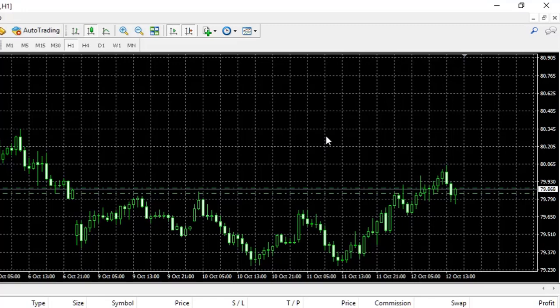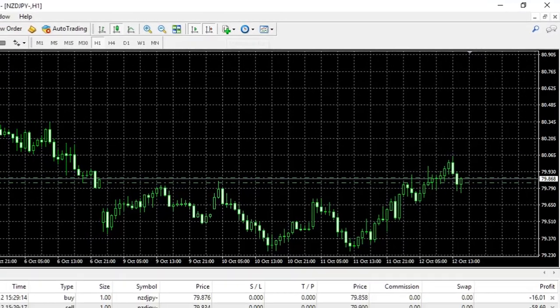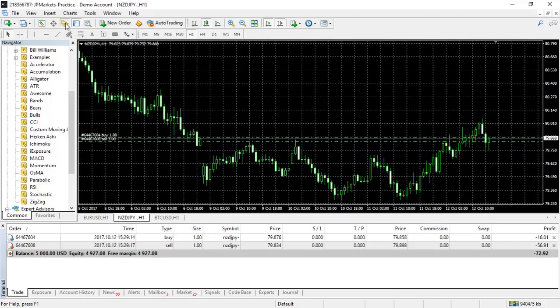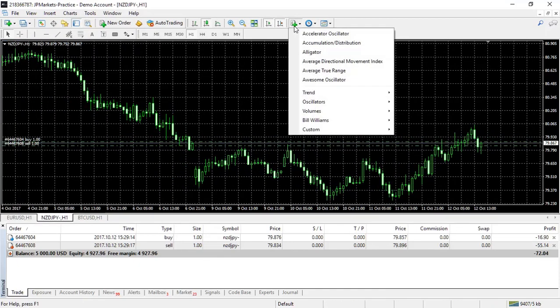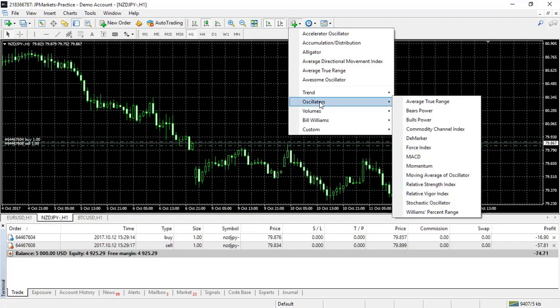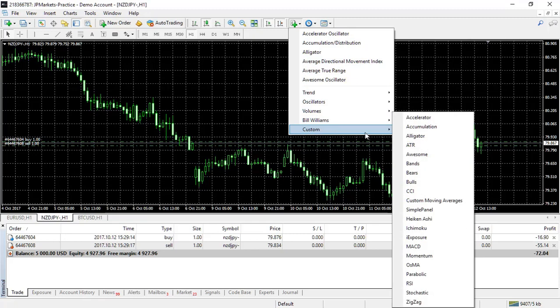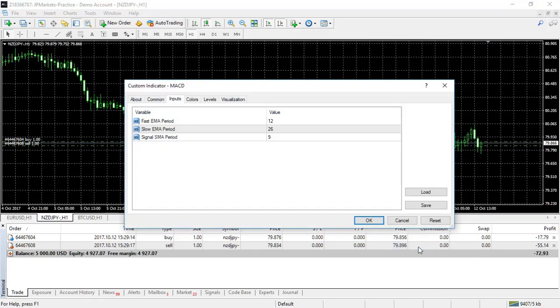The next button to have a look at is another very important one. This is our indicators list. Now if you remember, we did have access to it through the navigator, but this one is broken down into nice categories. So just as an example, if you wanted to load up that MACD that we looked at earlier, you could go to custom and then MACD, and you'll see it starts bringing up the values for the MACD.